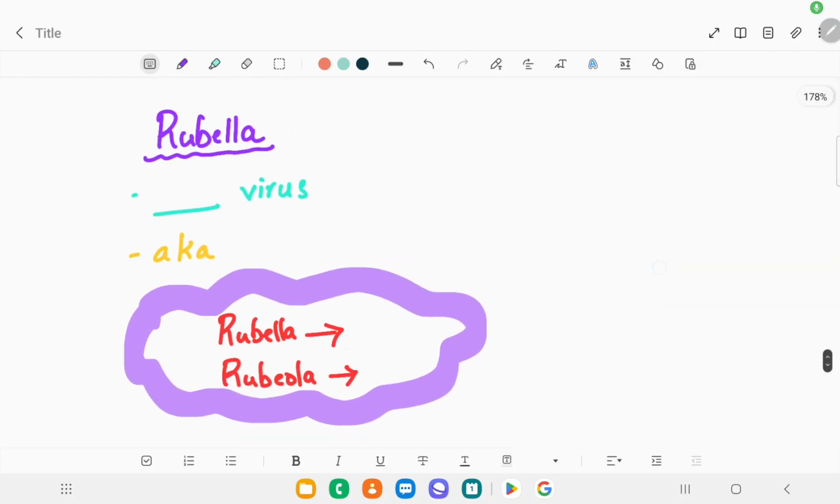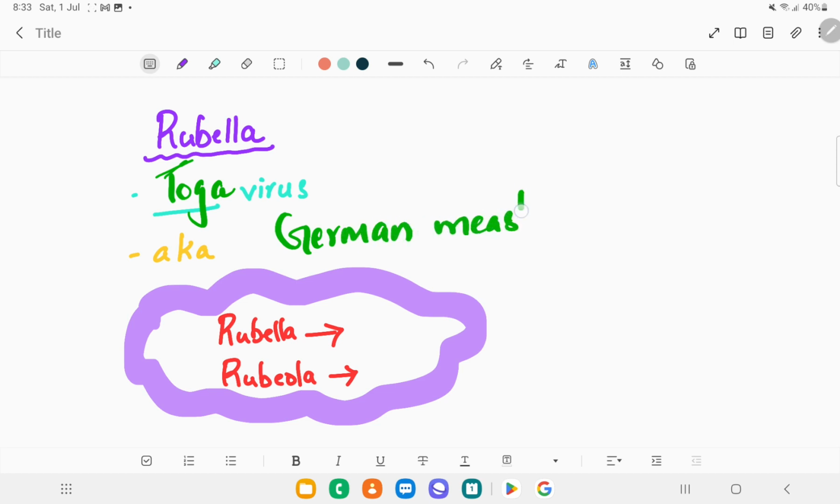Let us talk about rubella virus. This rubella virus comes under the category of a virus called togavirus. All right, guys, what is the other name for rubella virus? It is also called German measles, or the other name is 3-day measles.